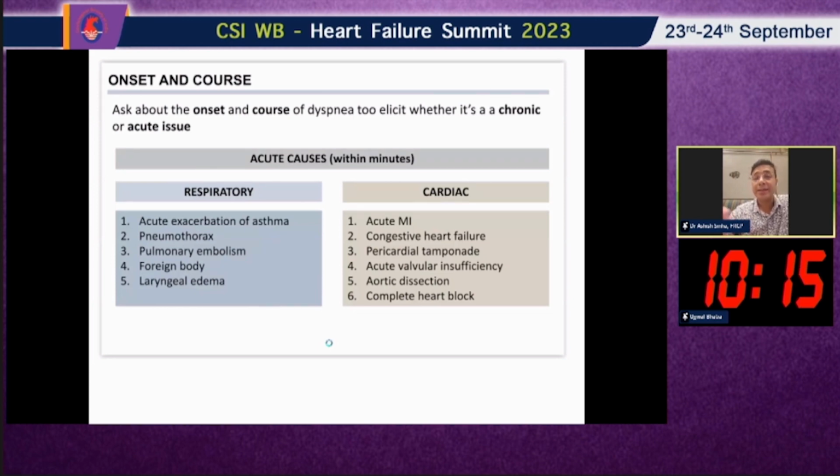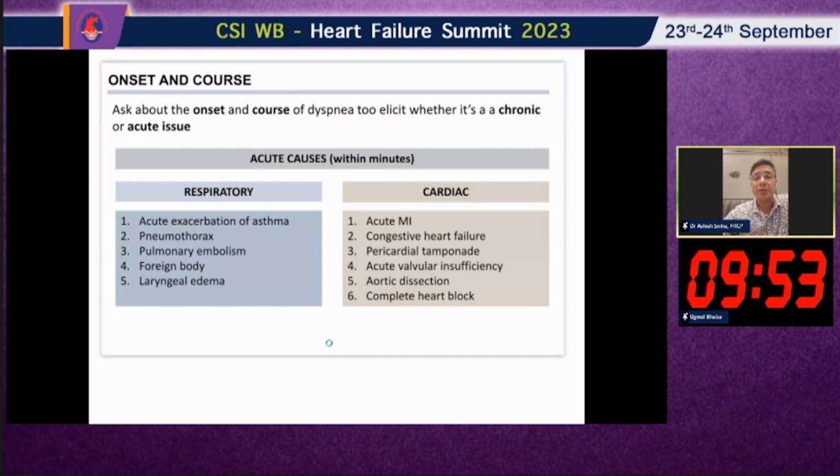Again, pneumothorax, it is again sudden in onset. Pulmonary embolism, again very sudden onset. Foreign body which has gone in and he has choked, and that causes dyspnea. What about laryngeal edema? Maybe he's allergic to prawns and he's getting breathlessness and dyspnea. So again, there are a host of things we should keep in mind. Dyspnea is a magic word, but the causes are innumerable.